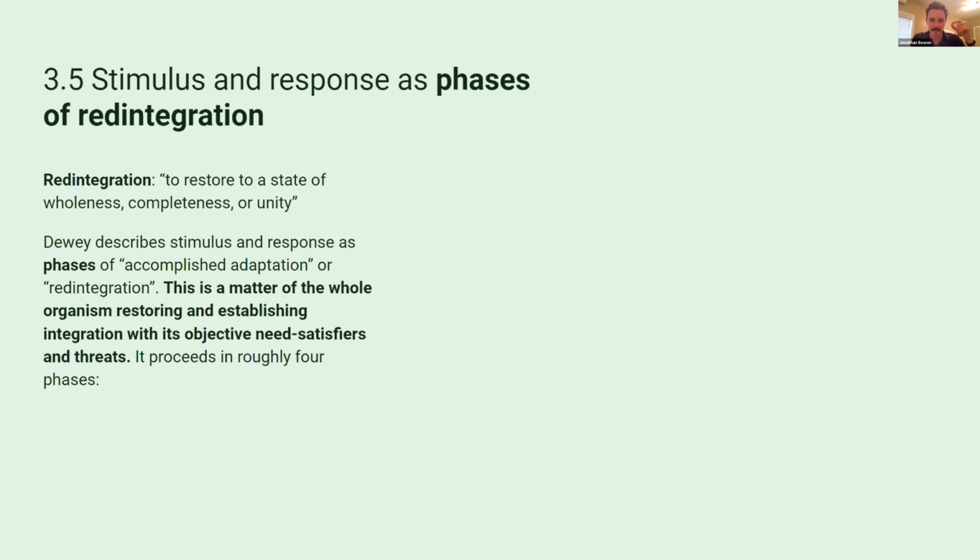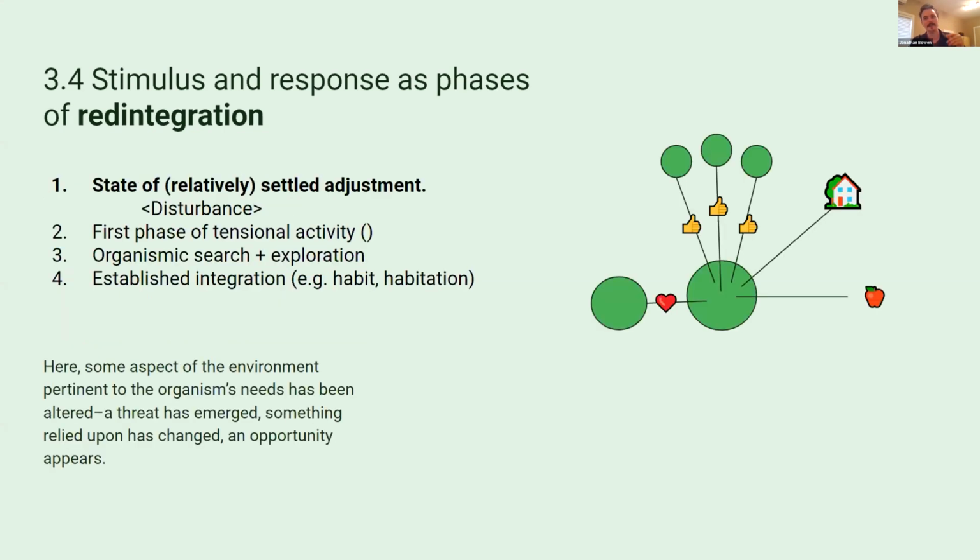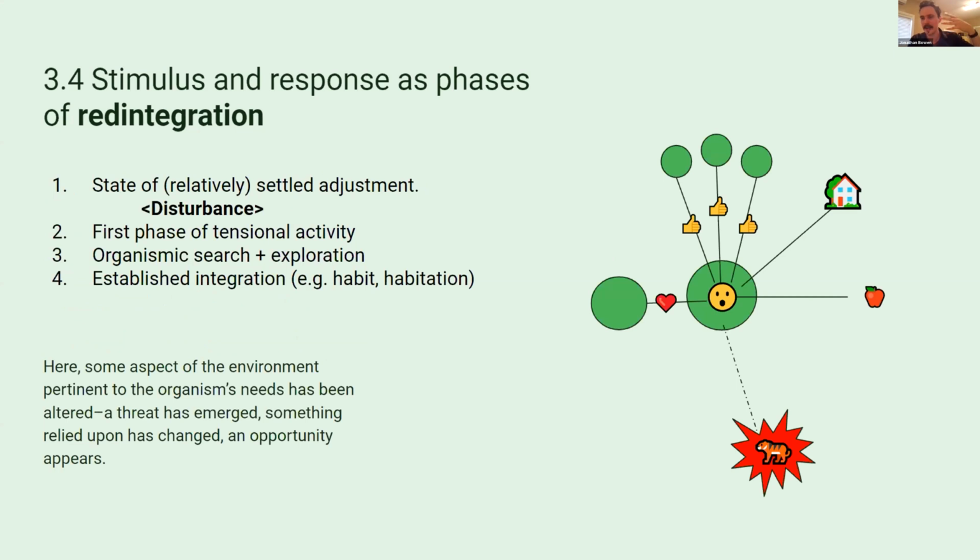It tends to proceed in four phases or steps. Here's our organism with its settled way of life. Let's draw a little happy face there to depict that. Well, then there's some kind of disturbance. Something happens, something changes in the organism's environment: a threat emerges, or an opportunity appears, or something that has been relied upon changes.